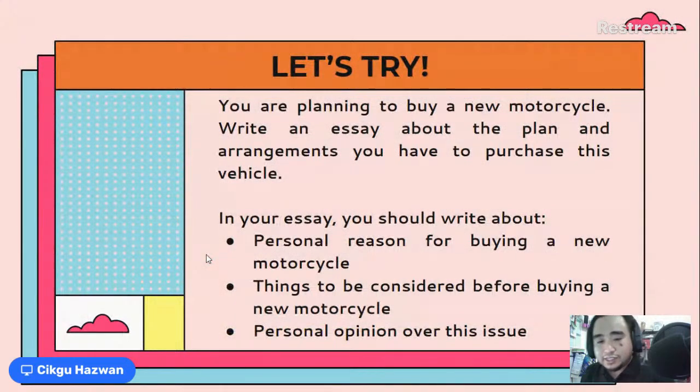Okay. So let's try this together. You are planning to buy a motorcycle. Okay, right. You are planning to buy a new motorcycle. Write an essay about the plan and arrangements you have to purchase this vehicle. In your essay, you should write about personal reason for buying a new motorcycle, things to be considered before buying a new motorcycle, and your personal opinion over this issue. Okay, personal opinion. So let's try doing this. Just write in the comments.